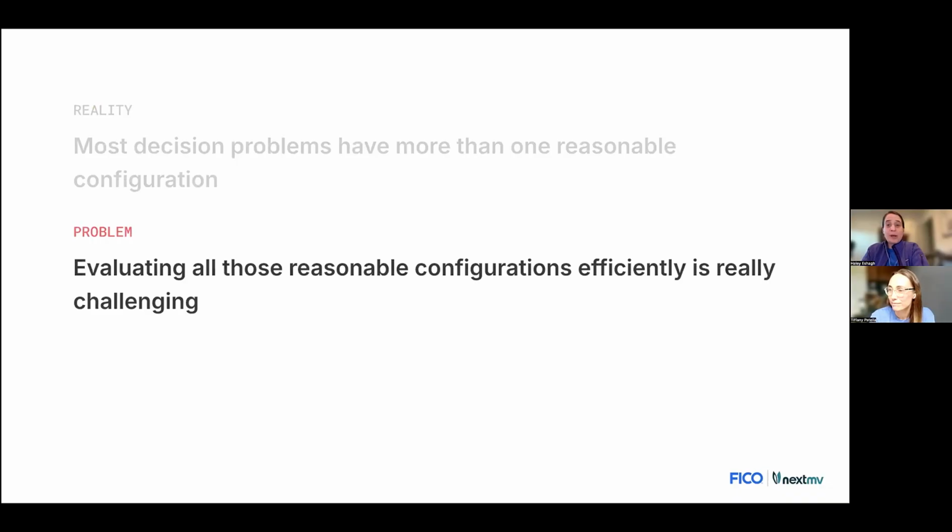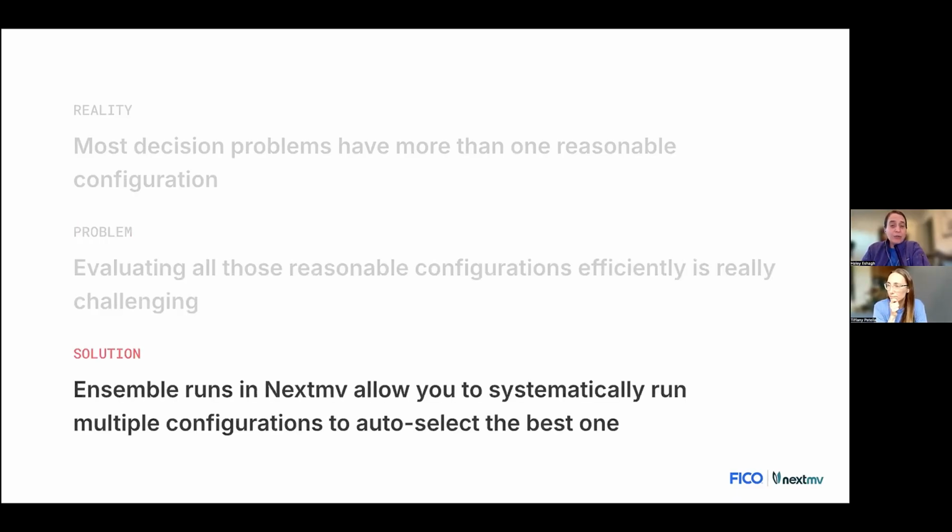Excellent. So the problem with this reality is that evaluating all these reasonable configurations efficiently is actually really challenging. Often you're having to either retune these trade-offs by hand or using a spreadsheet, and this really just doesn't scale. So the solution that we're going to look at today is how to use ensemble runs in Nextmove, which allows you to systematically run multiple configurations and then auto-select the best one.